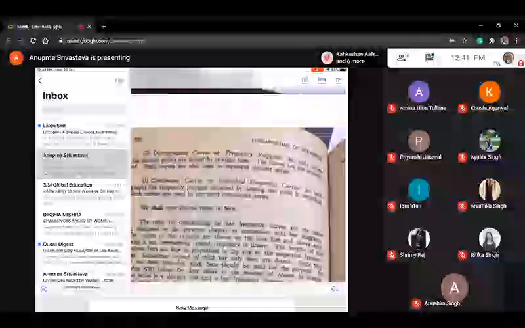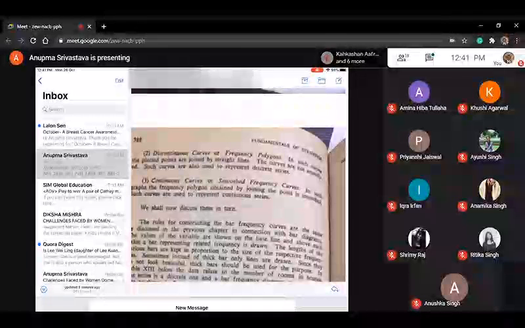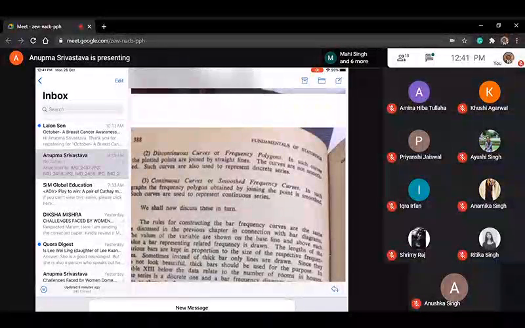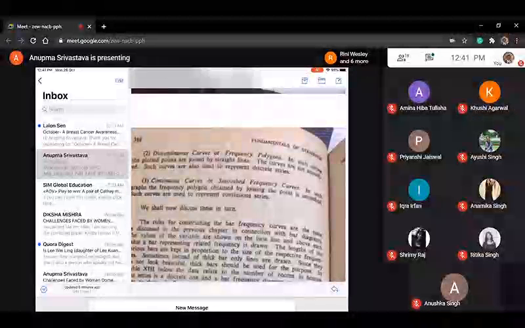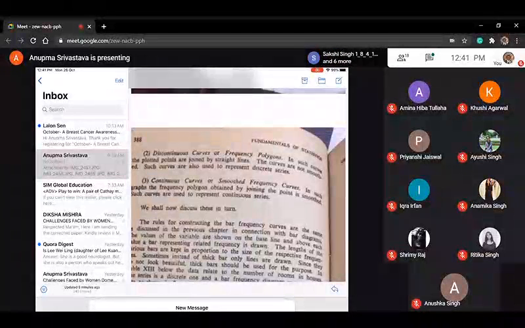What will happen in this? The plotted points are joined by straight lines, like with a ruler you can do it. The curves are not smooth. Such curves are used to represent discrete series. That is why they are known as discontinuous curves or frequency polygons.